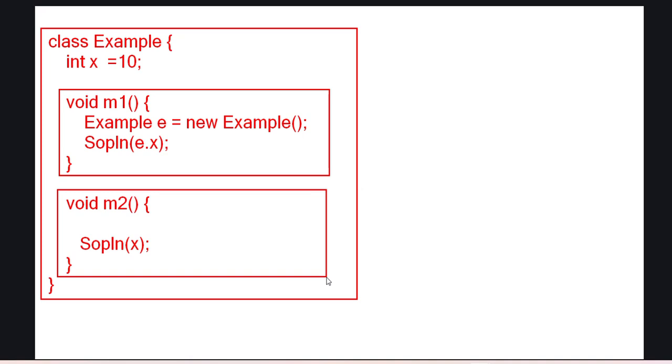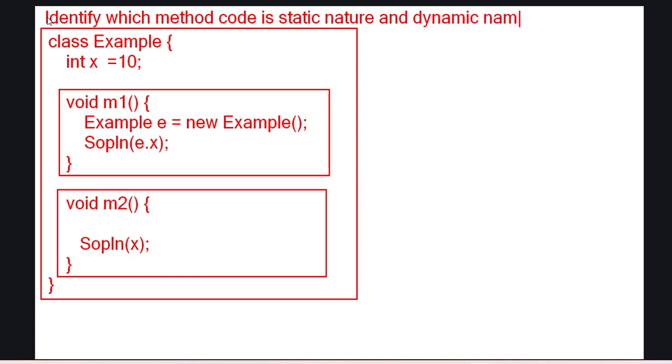Now visualize the main method code and try to think about the M1 and M2 methods: which method is static and which method is dynamic. Write down this question. Identify which method code is static nature and dynamic nature.